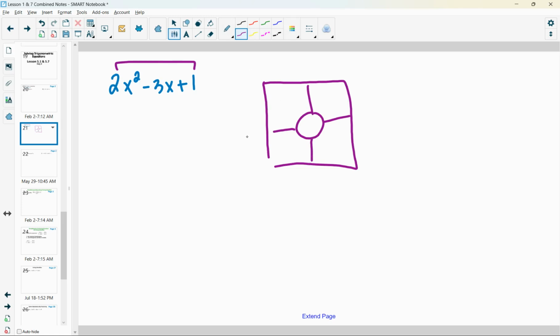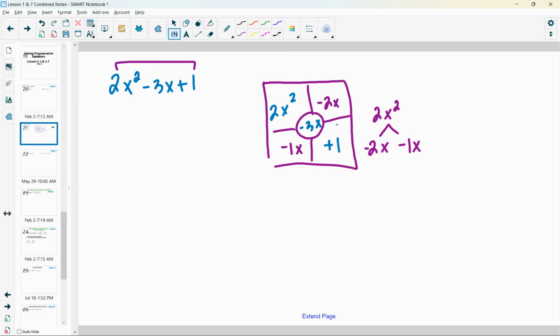So you have the 2x squared minus 3x plus 1 here. And then you multiply the first and the last number together for 2x squared. And then you find the factors of positive 2x squared that add to negative 3x. And so that's going to be a negative 2x and a negative 1x. And then you fill those in the remaining boxes, whichever you want. You can flip these around, that doesn't matter.